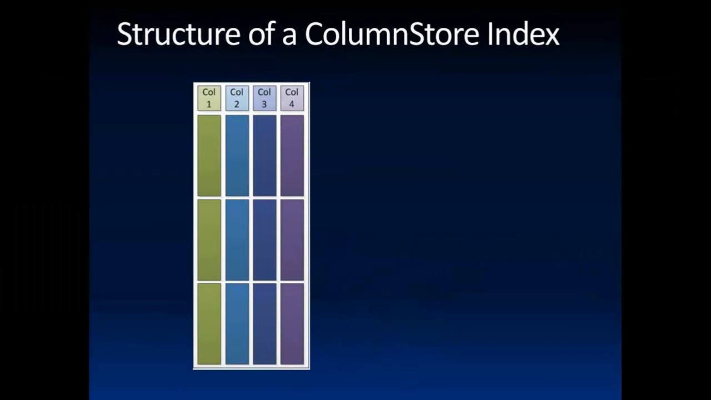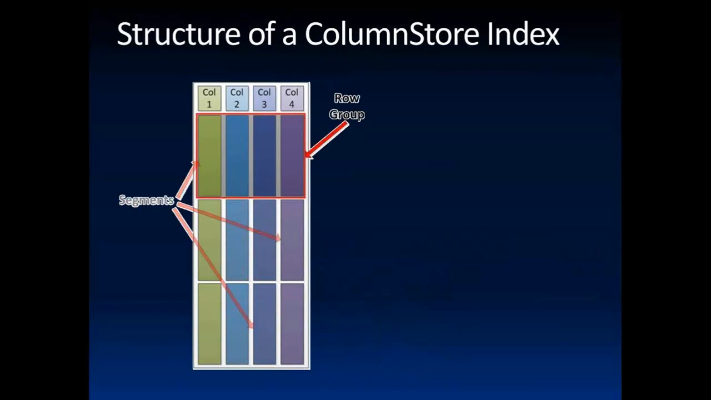A ColumnStore index is completely different. The data is stored in columns instead of in rows, and each column is broken up into segments. The segments are just over 1 million rows, and those segments for the same rows, the columns that comprise the first 1 million rows, are in a row group for the first 1 million rows. So the ColumnStore index is broken into columns. Each column is broken up into segments, and across all the columns, the equivalent segments comprise a row group.